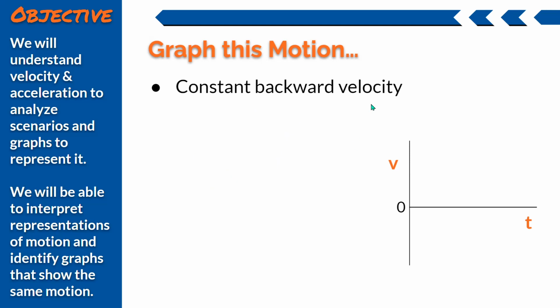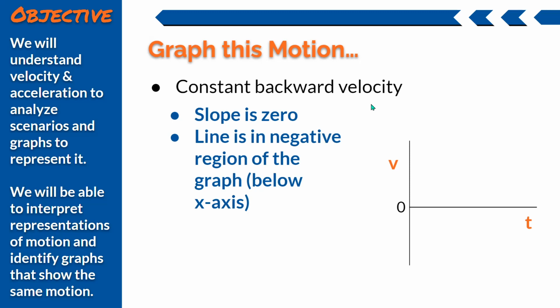Constant backward velocity, same thing. You're going to have a slope of 0 still, but now we're in the negative region of the graph. So this object is moving with a constant velocity of whatever value this happens to be. Let's call it -5. So this is moving with a velocity of -5 meters per second, for example, the whole time. My slope is 0, meaning my velocity is not changing, which is what it means to have constant velocity. It's in the negative region. That's how I know I am moving backward.